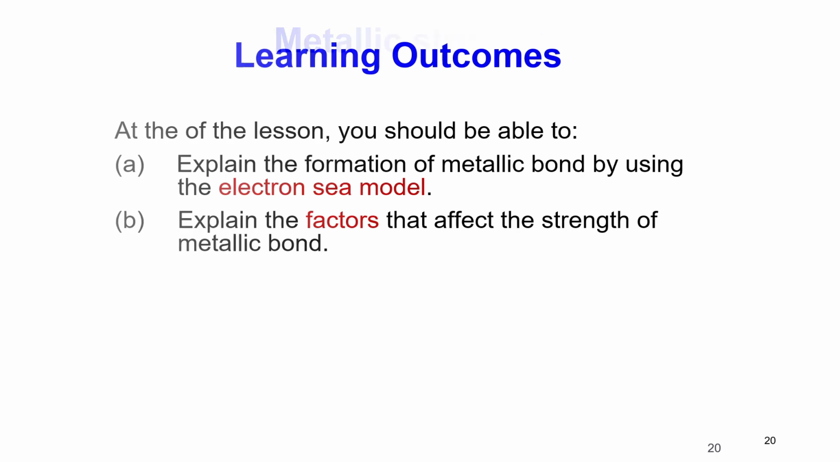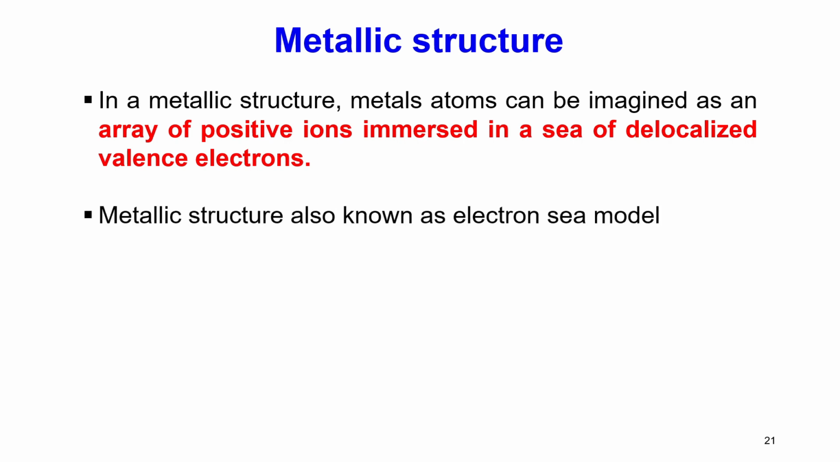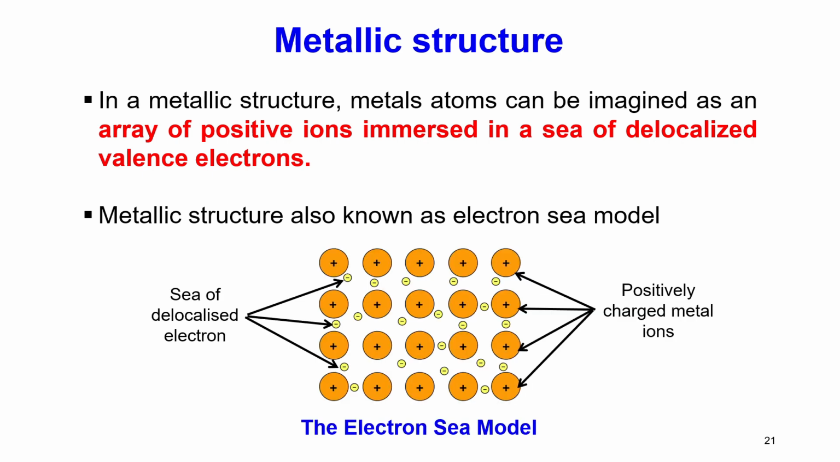Okay, alright. So metallic bond, in a metallic structure, metal atoms can be imagined as an array of positive ions immersed in a sea of delocalized valence electrons. We can imagine it as a row of positive ions sunk in a sea of valence electrons. So the metallic structure is also known as the electron sea model. This is an example of the electron sea model. We have positive charge and negative charge which came from electrons, positively charged metal ions. So positive and negative produce an attraction force called the metallic structure.